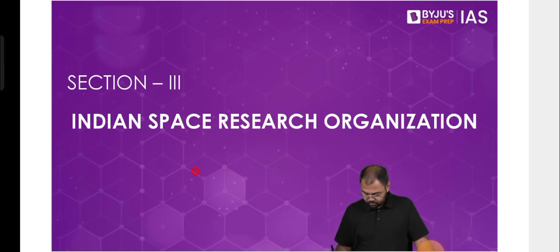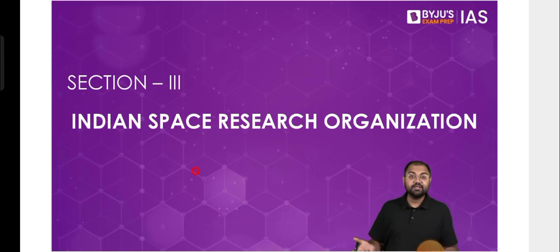What is the difference between GSLV and SSLV? They're completely different. GSLV is very bulky, uses cryogenic, is used for your communication satellites, and goes very far. SSLV, small satellite launch vehicle, is for smaller satellites and uses only solid fuel. So, significantly different.